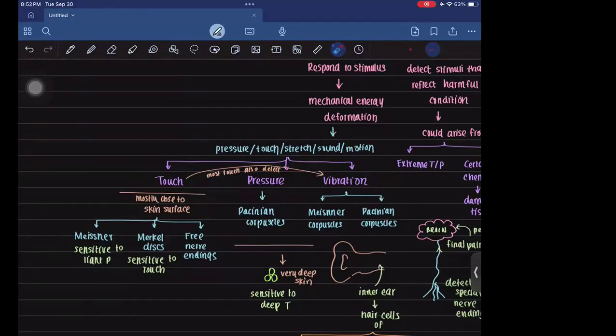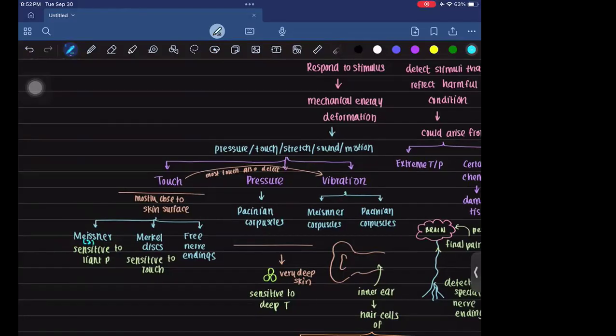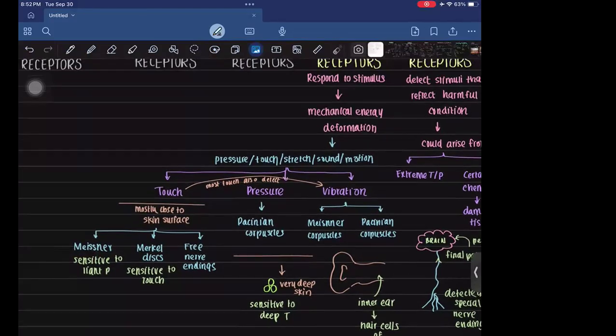The examples for touch receptors are Meissner corpuscles, then Merkel discs, and finally the free nerve endings. So what are the three types of touch receptors? Meissner corpuscles, then Merkel discs, and finally free nerve endings.